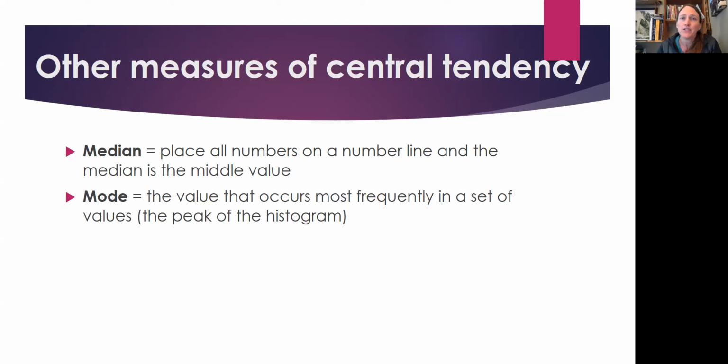And then the other measure of central tendency is called the mode. Again, you would order all of the data in your data set from lowest to highest, and then you would look to see if any value comes up more often than others. And so the value that occurs the most frequently in a set of values is called the mode. And that's usually the peak of the histogram, okay? And we're going to talk more about histograms today.